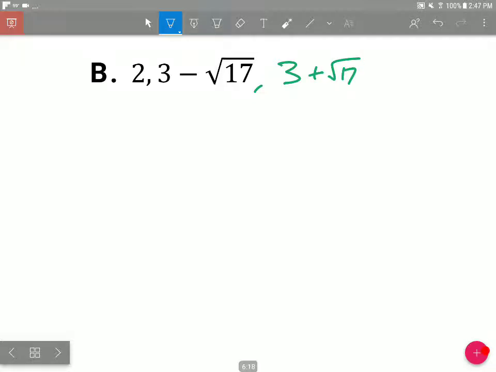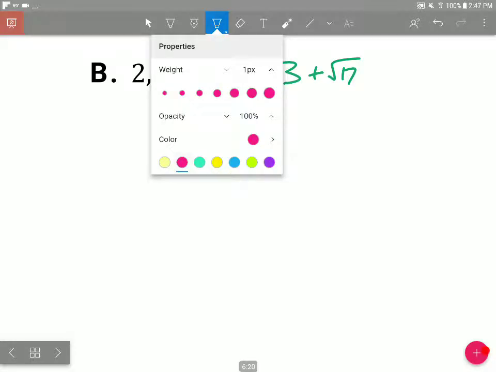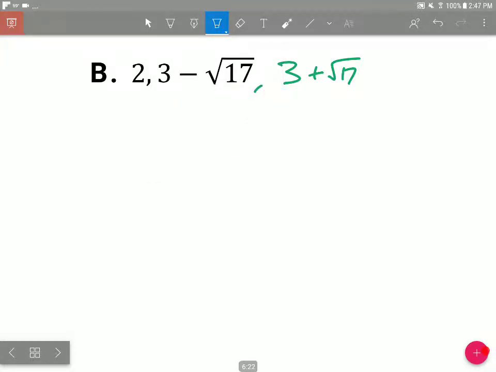Remember, that's that irrational conjugates theorem that we had earlier. Okay, if you have something plus or minus a root, you have the other version as well. So if you have one, you have the other. If they gave you the 3 plus, well, then you know you have the 3 minus. Cool? All right, and then we're going to follow that same pattern that we did earlier.